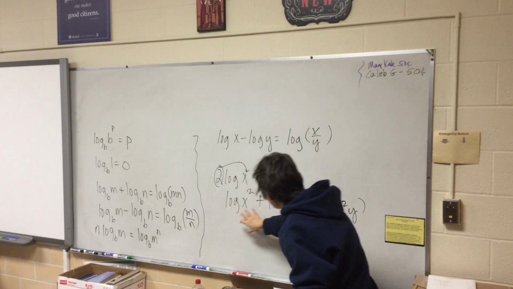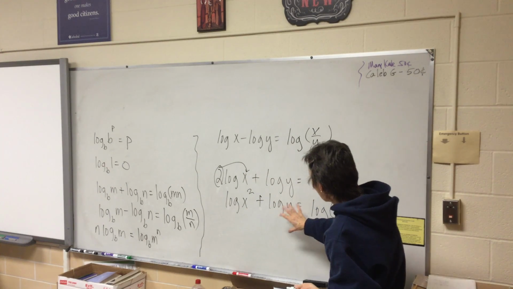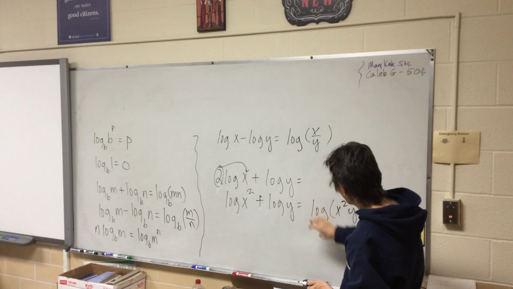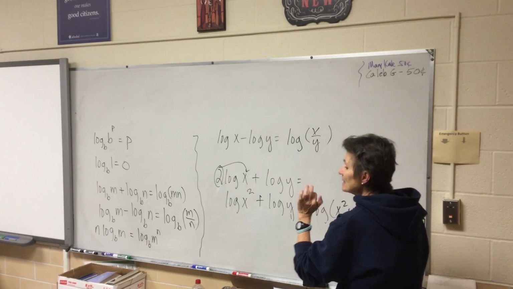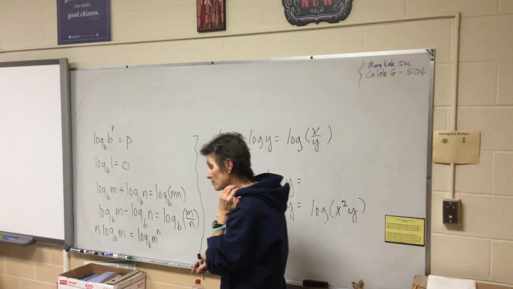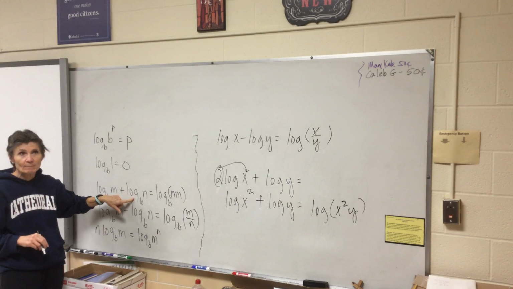So I have an addition problem, log plus log. I have to combine that into one log. So I'm going to combine the x squared and the y in a multiplication, because that's how I handle the addition of 2 logarithms.